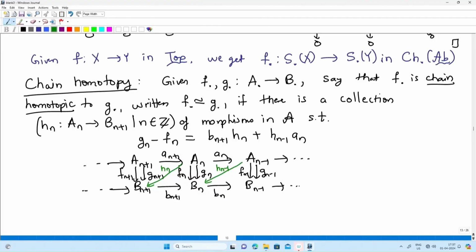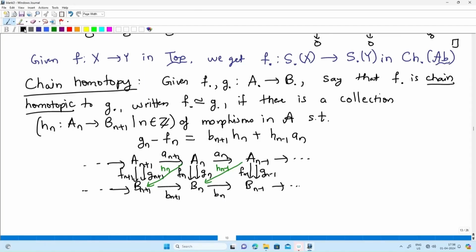So here, notice that this particular relation, f dot related to g dot, is reflexive. Can you convince yourself of that? Why is f dot related to f dot? Because I can choose Hn to be 0. Fn minus Fn is 0, so 0 will work. Then it is symmetric, because if H works for f dot to g dot, then minus H will work from g dot to f dot. And then it's also transitive.